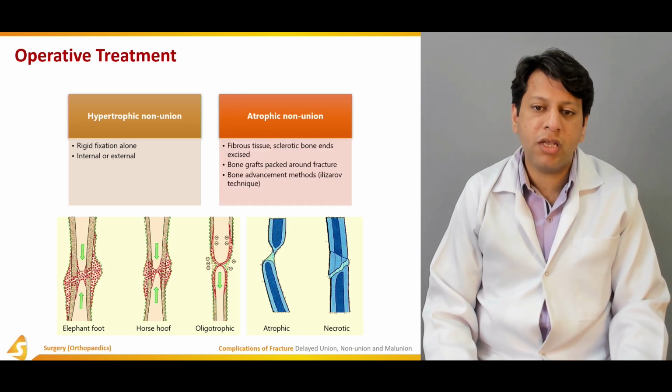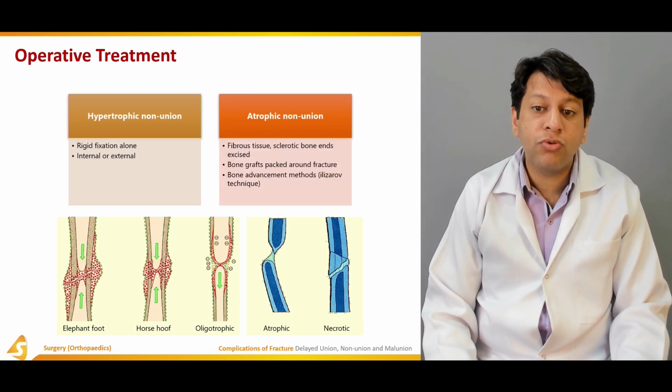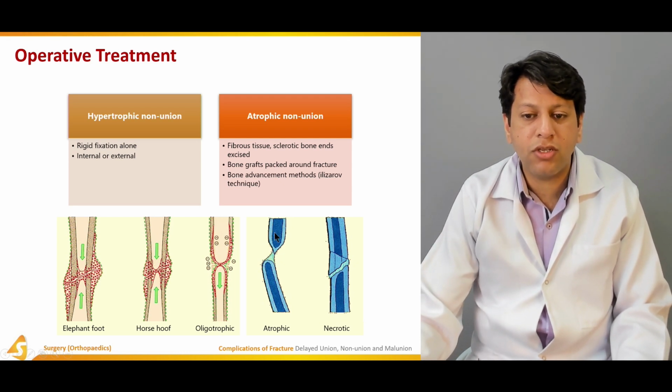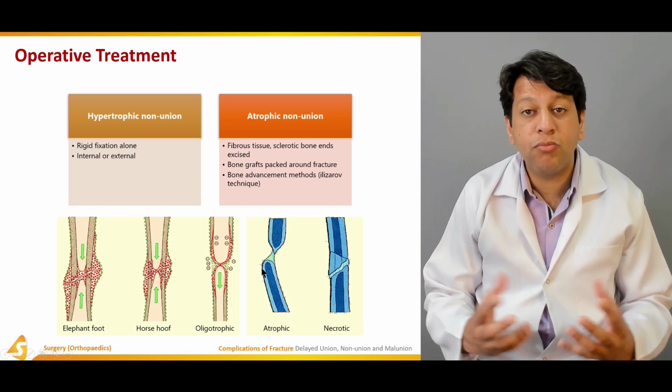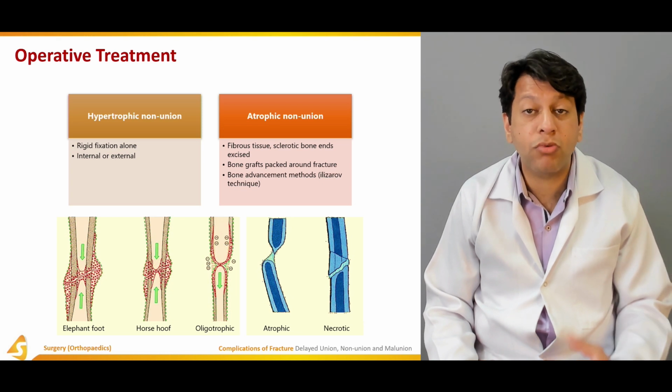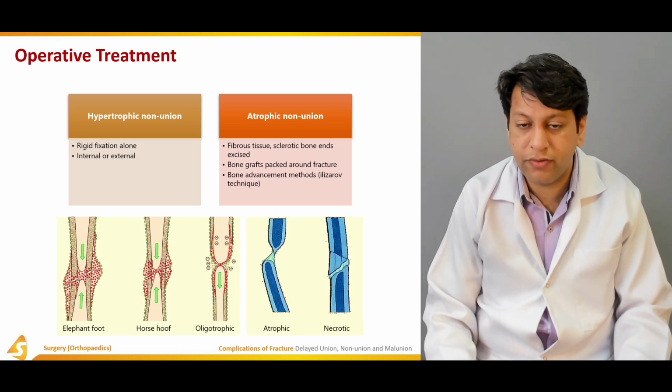Coming to the atrophic type, usually there is fibrous tissue and sclerotic bone ends. They are excised, because there is non-union along with fibrous tissue present in between the bones, along with decreased blood supply as well. Sometimes there is a massive bone loss as well. For that, we need bone advancement procedures. The bone transport needs to be done in the form of Ilizarov.